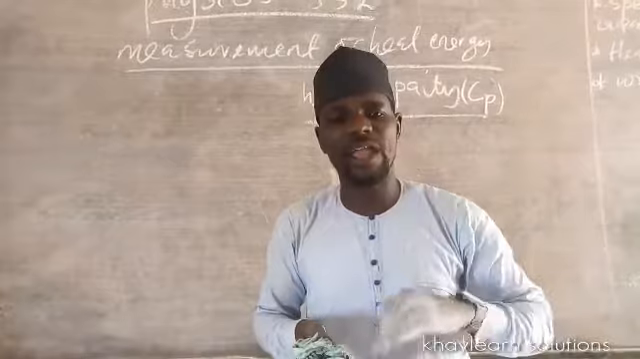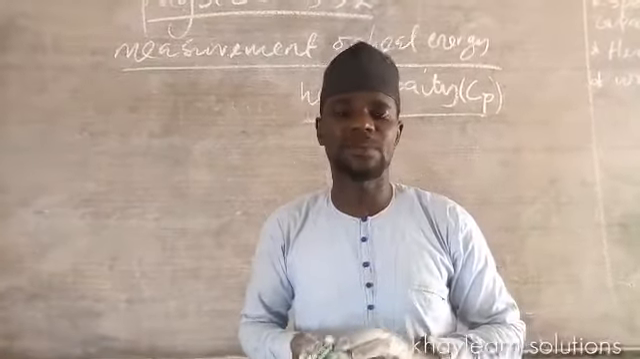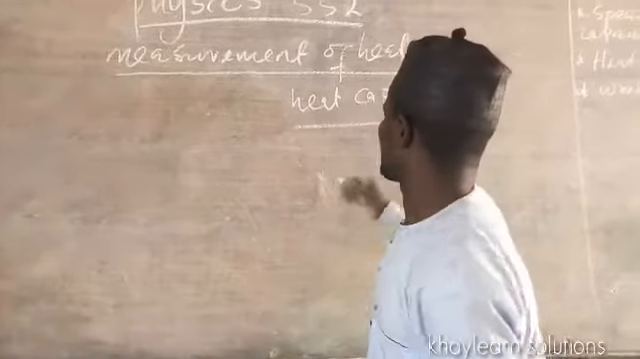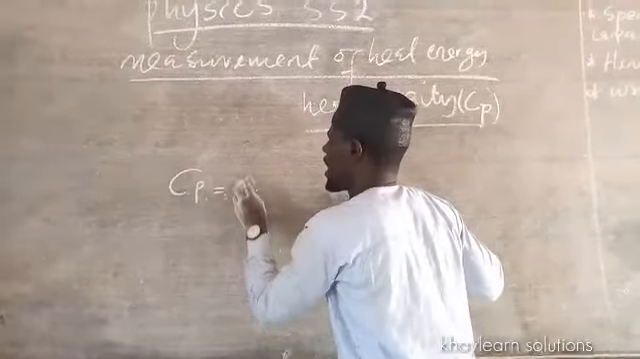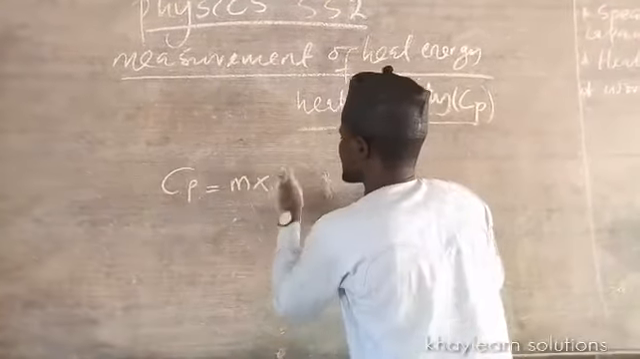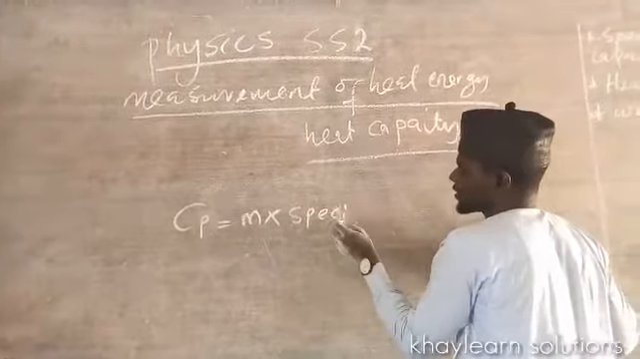So the heat required to raise the temperature of a substance is what is called heat capacity, and it has the formula Cp equals mass times specific heat capacity.